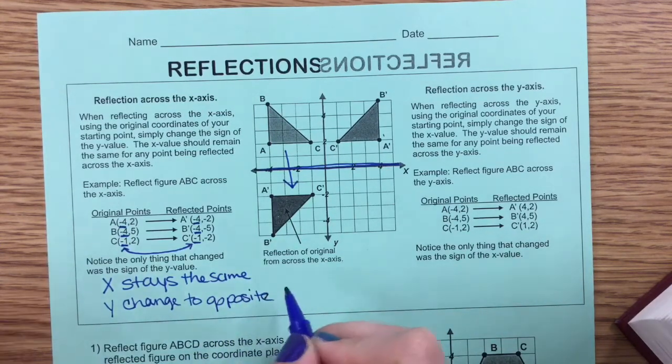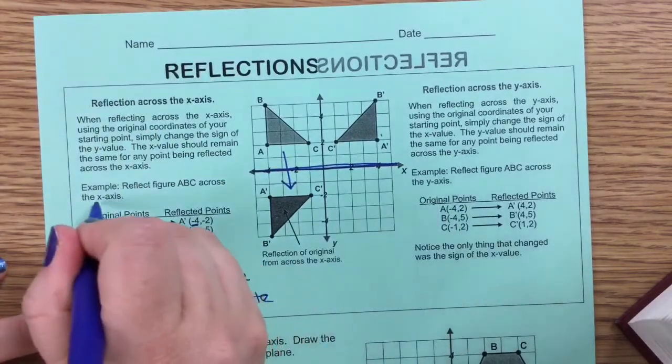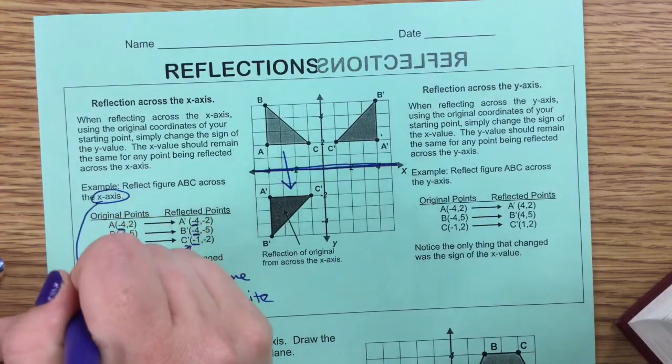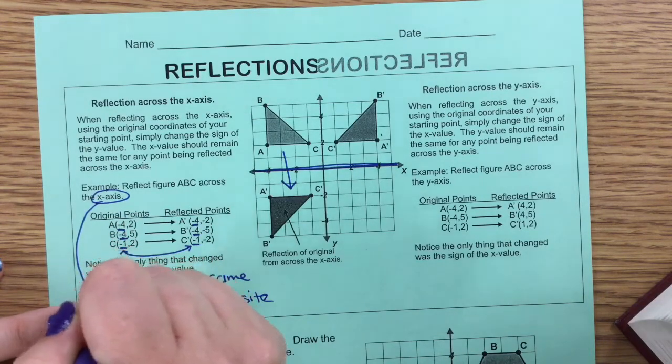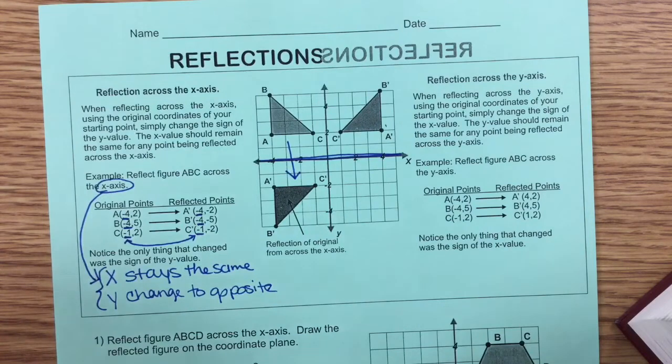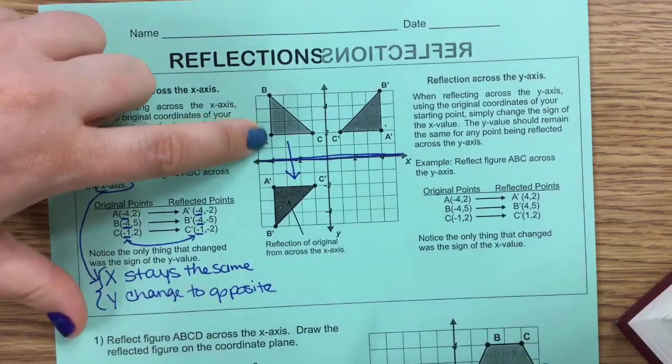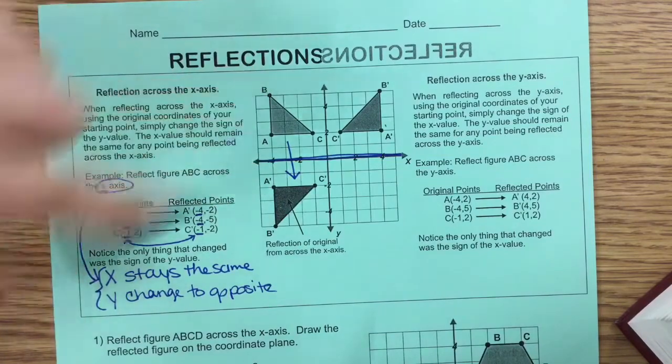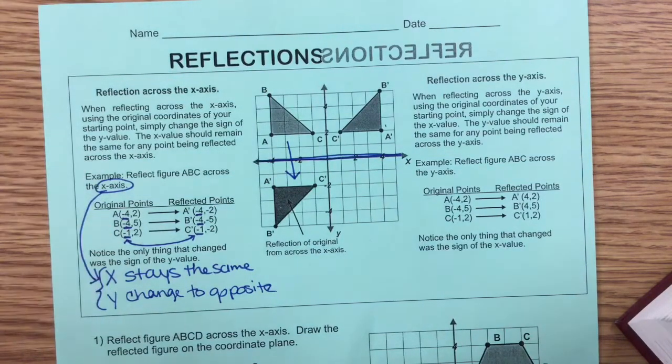Okay, and so this is over the x-axis. So for your x-axis, basic rules: x stays the same, y changes to the opposite. So you don't even have to actually draw it to be able to figure this out. If it's drawn, it's really easy to just count. If it's not drawn, you can just follow these rules.